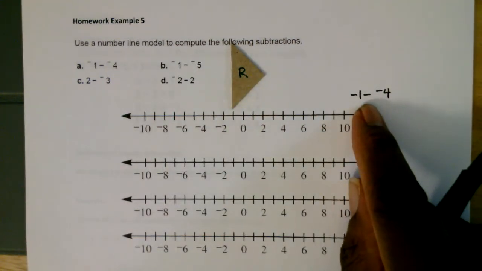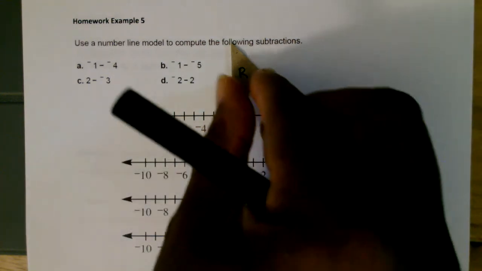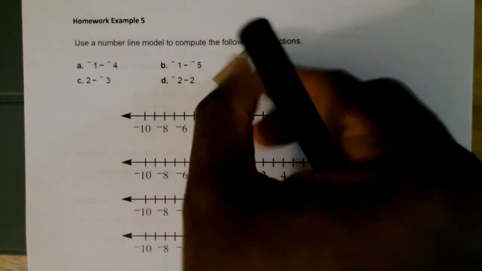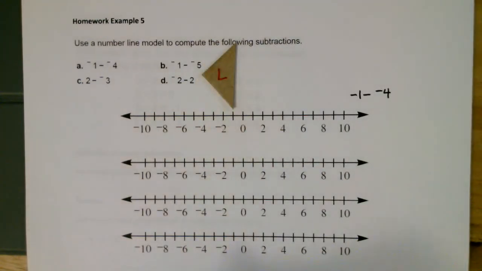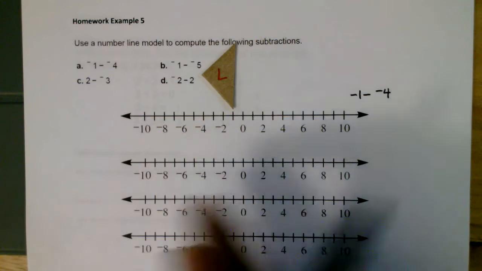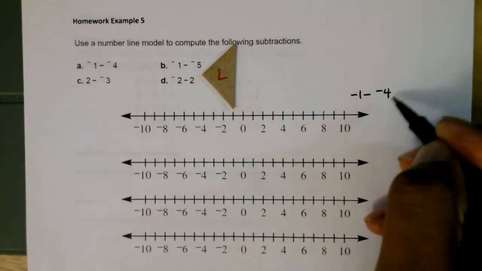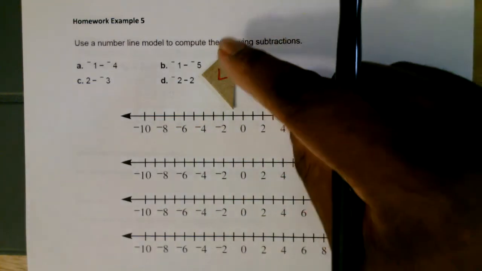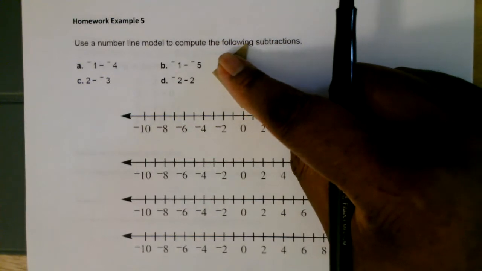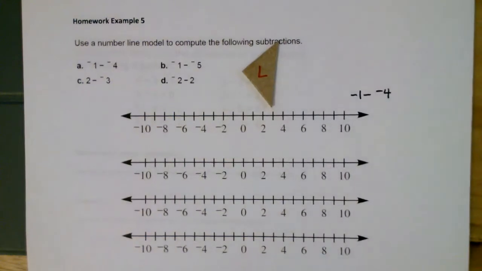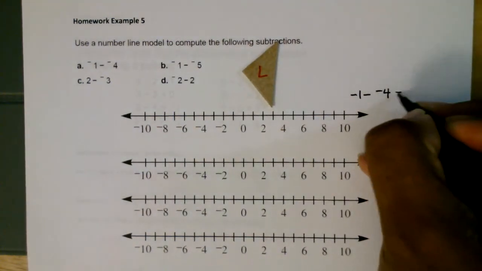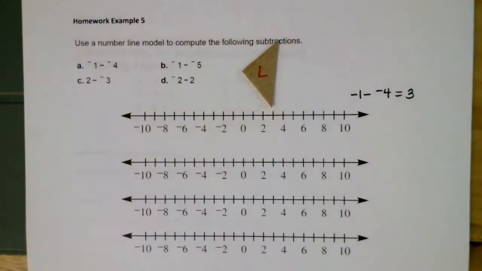Now the minus sign, we're subtracting, so that means we need to be facing this direction to the left. So notice I switched from right to left. And then for -4, it's a -4, so we need to walk backwards 1, 2, 3, 4. And notice that we ended up at +3. So -1 minus -4 is equal to 3.